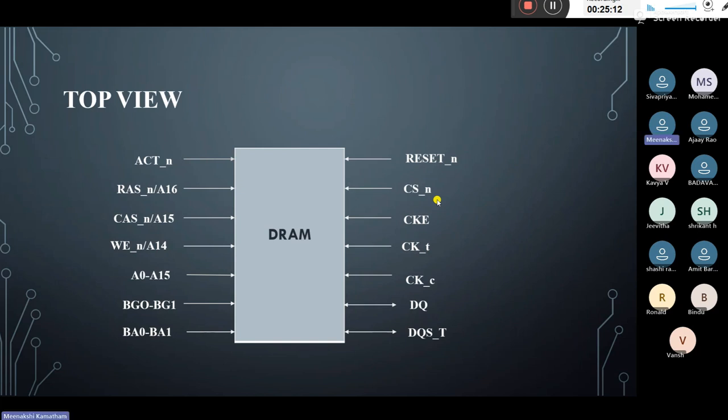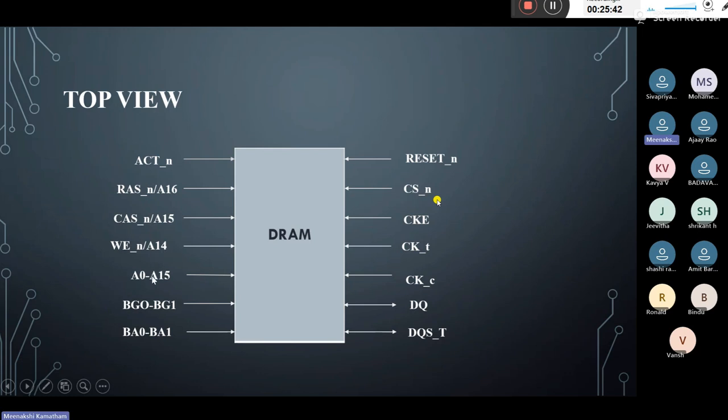So this is the DRAM top view. What are the signals we have? We have the ACT signal, which is the activation command, and A16, A15, A14, which are shared signals. Depending on one control signal taken internally, if it is high, we select these address bits, or else we select these control bits: RAS, CAS, write enable or read enable.